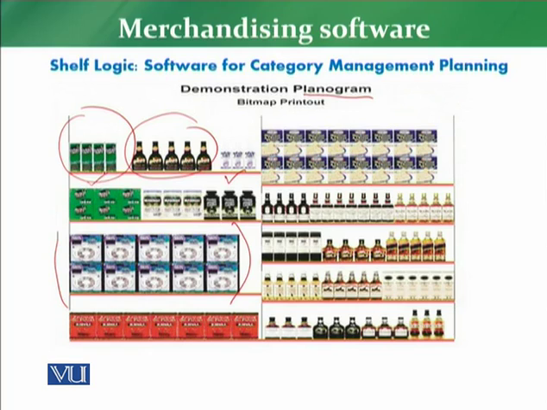Whatever it would be, you have to identify it in the system, and this is actually created with the help of the system. So merchandising software actually enables you in allocating, in defining, in planning, in forecasting, and ultimately in category management of the whole retail store.